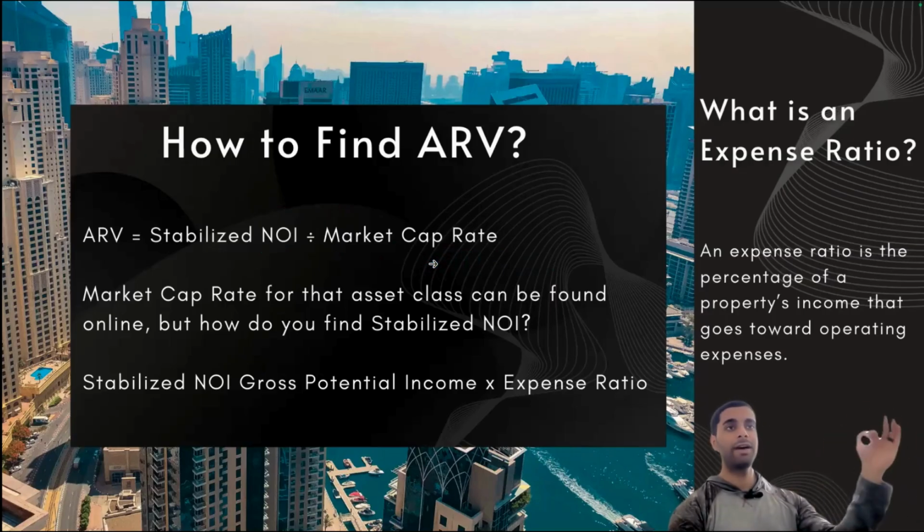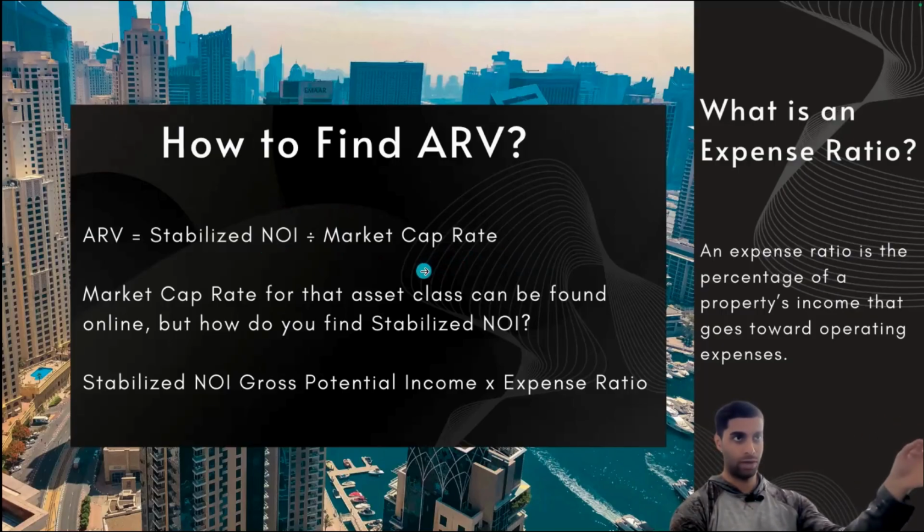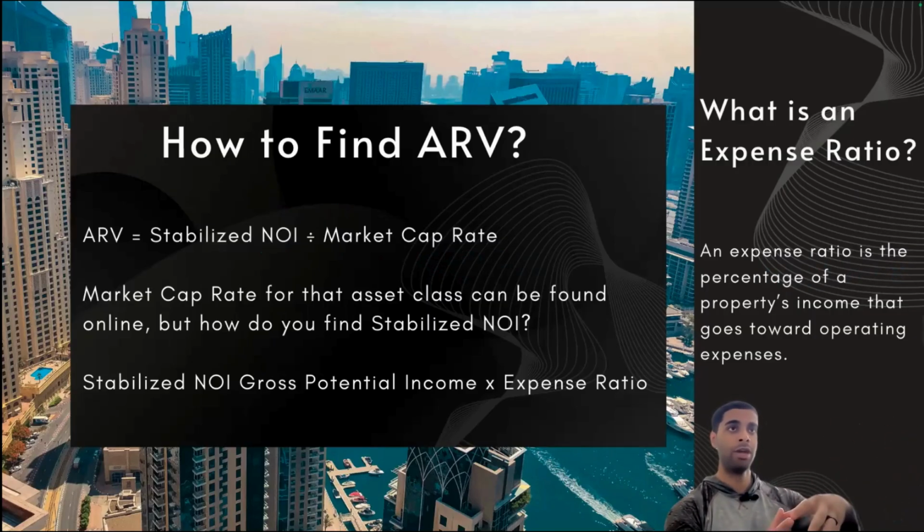So a trick to finding out the ARV for commercial quickly is using expense ratios. Okay. So an expense ratio is a percentage of the property's income that goes towards operating expenses. Okay. There's rules of thumb here. So for apartments, it's typically between 40 and 60% of the money that comes in from rents is going to have to go out towards expenses. When I say expenses, I mean property taxes, insurance, utilities, maintenance, all the stuff it takes, repairs. It's about 40 to 60% on average.